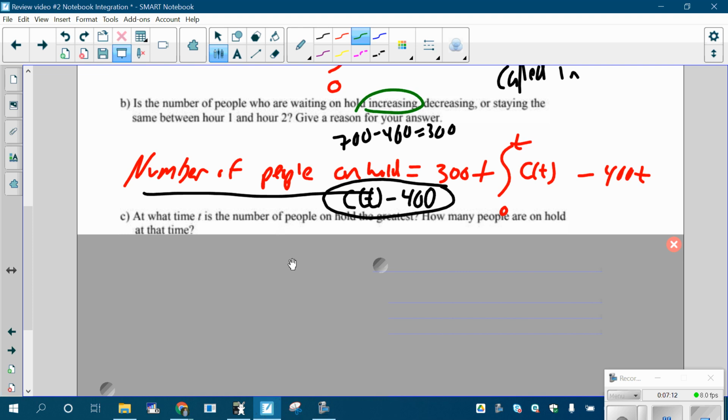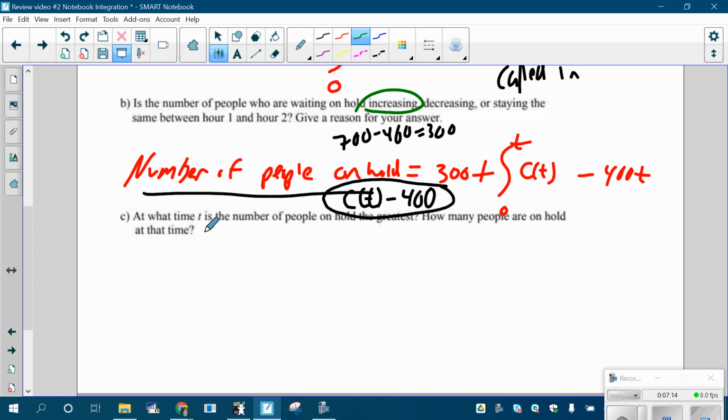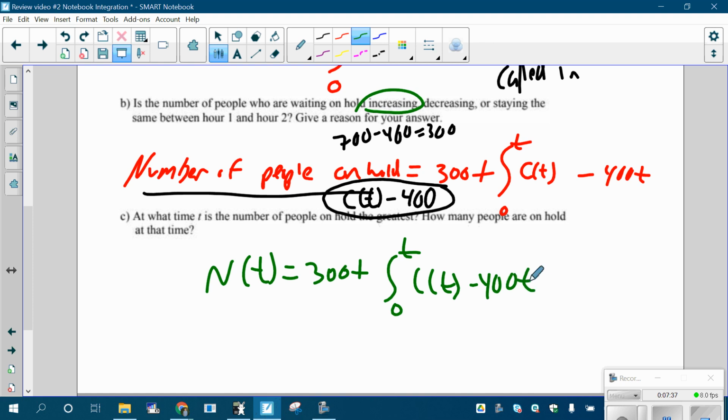So my number of people on hold is increasing because the derivative is positive. Okay. C here says, at what time is the number of people on hold the greatest? How many people are on hold at that time? Okay. So I have my number of people on hold function here. I'll call it n of t. And I'm trying to find out when this is greatest, when it's maximized. So I'm going to take the derivative of it.